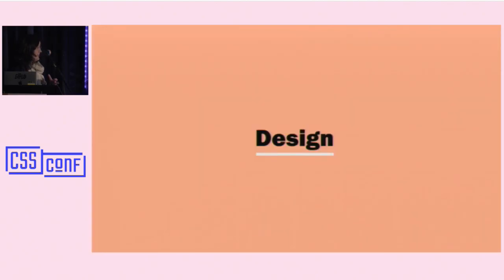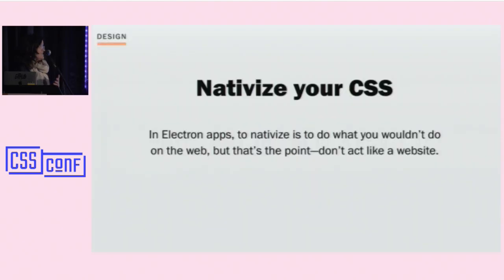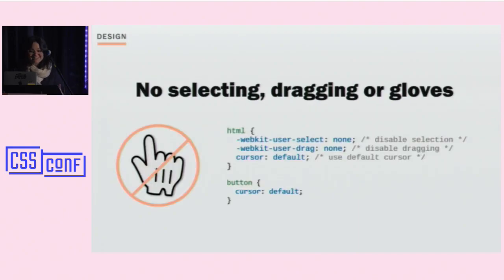All right, so the first broad category of things that I'll talk about are design things. The first, nativize your CSS. Nativizing is doing these things in CSS that you would never do to a website. Or, I don't know, maybe you would, I don't know your style, but you don't want your app to feel like a website. So no selecting, no dragging, no glove. If you think about it, when you're using a desktop app, you can't select the text. You can't drag your button off the screen in your desktop app.